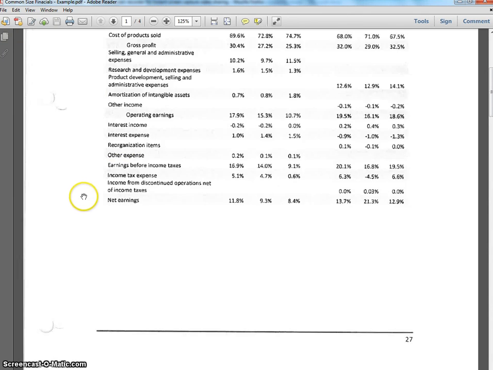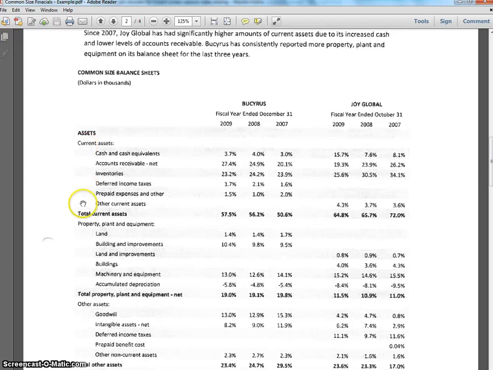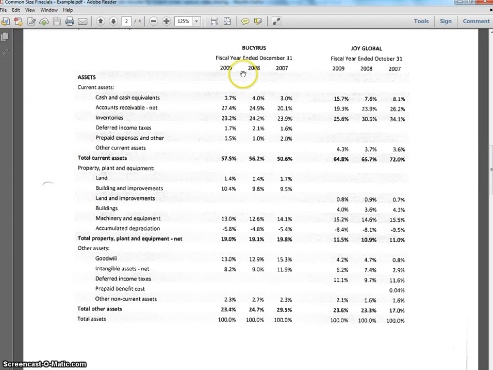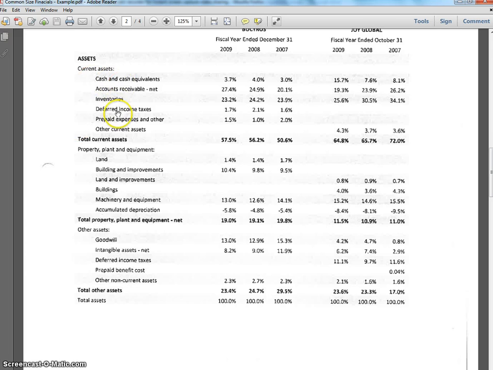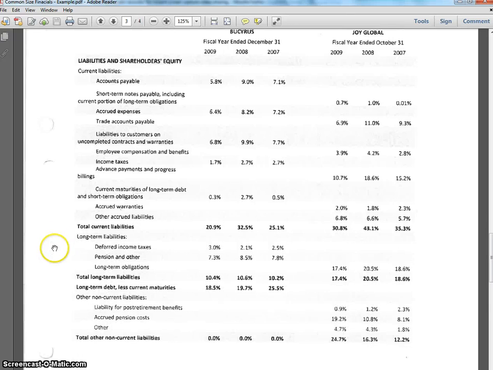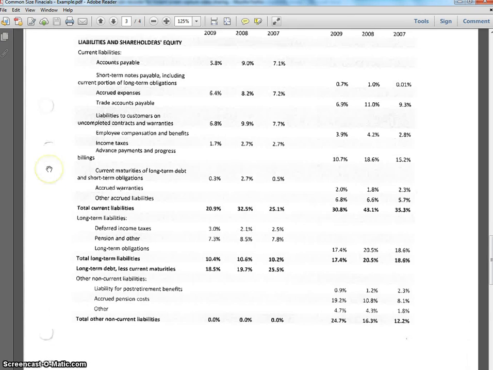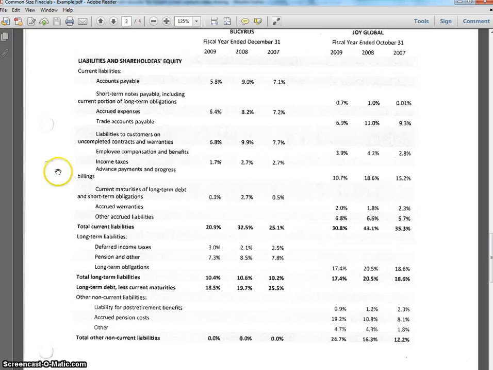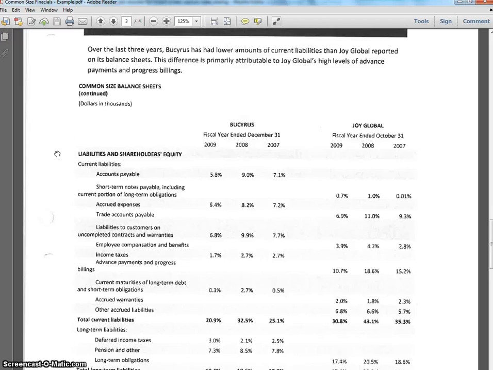But before we do that, let's go to the balance sheet. So in this example, we have Bucyrus and Joy Global again. Notice that every single line on the asset side is calculated as a percentage of assets. Do the same thing on the liability and shareholders' equity side. A common mistake that people make is they calculate each line in current liabilities as a percentage of total liabilities. Don't do that. Calculate each line as a percentage of total assets.